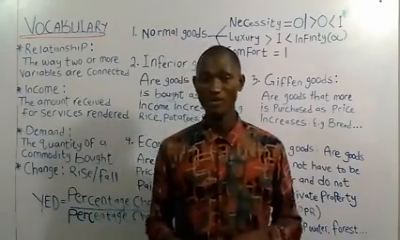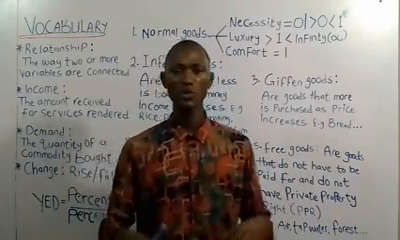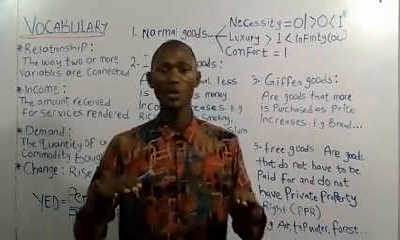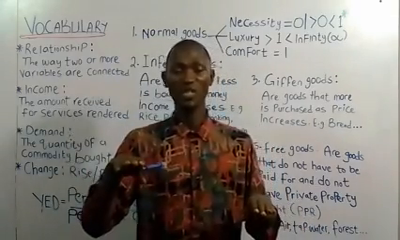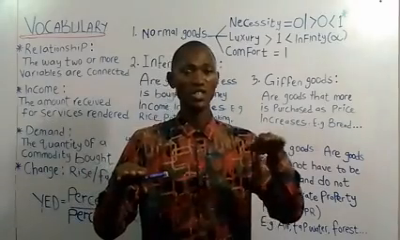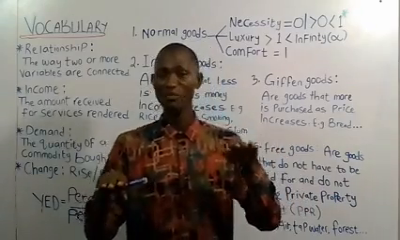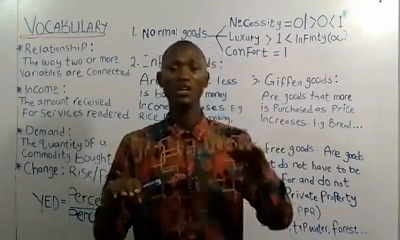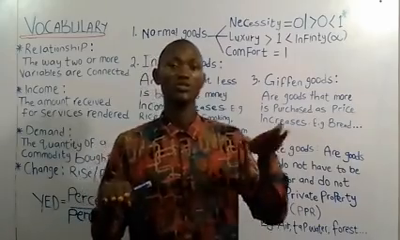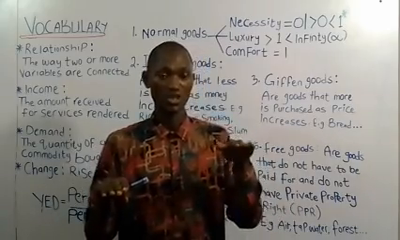And lastly, we have constants. A relationship is constant when increase or decrease in variable A will lead to no change whatsoever in variable B. That means variable B will remain unaffected, will remain unchanged. That means it will not change whatsoever.